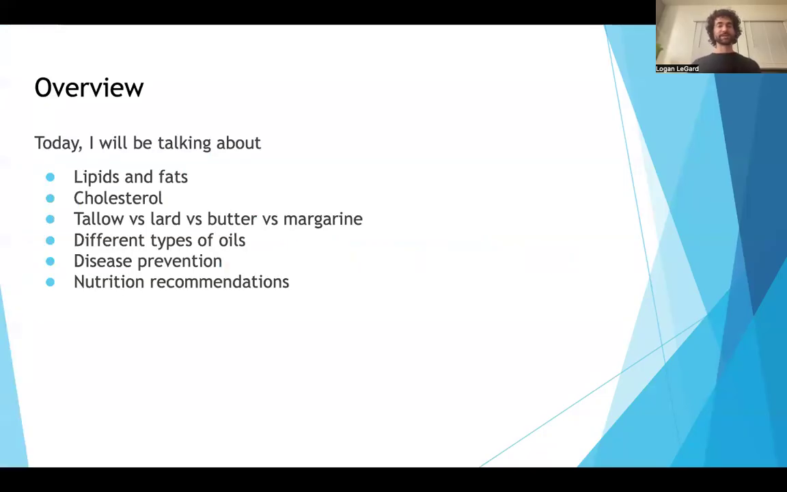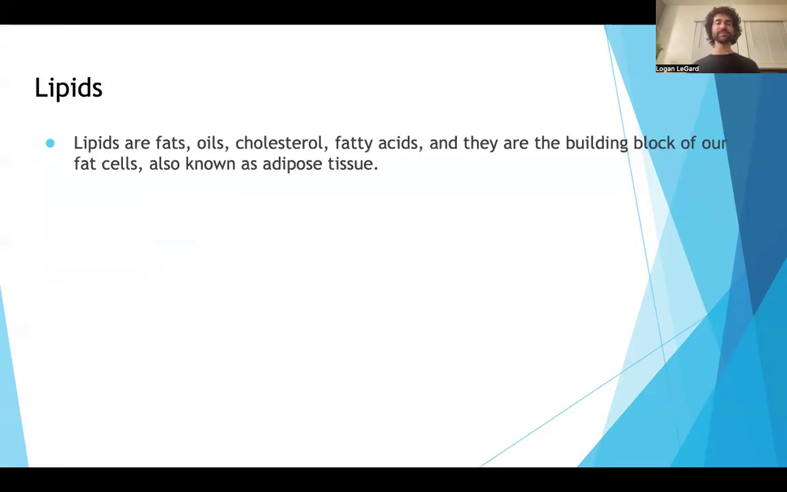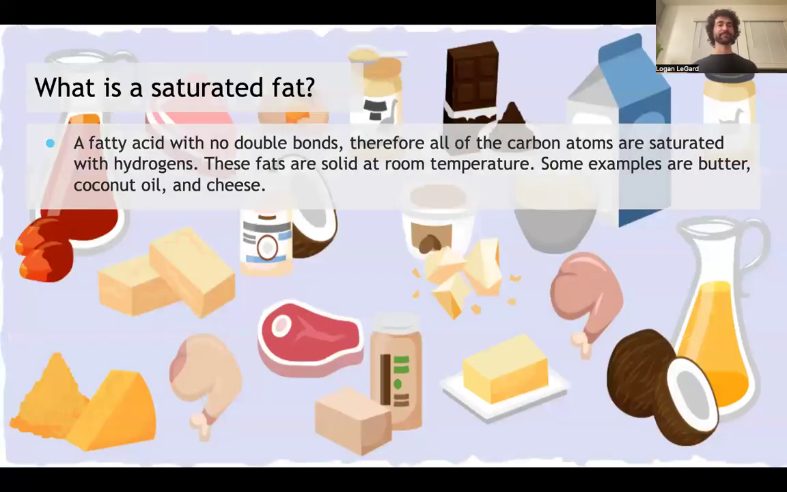Today I will be talking about lipids and fats, cholesterol, tallow, lard, butter, and margarine, different types of oils, disease prevention, and nutrition recommendations. Starting off with the basics, lipids are fats, oils, cholesterol, and fatty acids, and they're the building block of our fat cells, also known as adipose tissue.